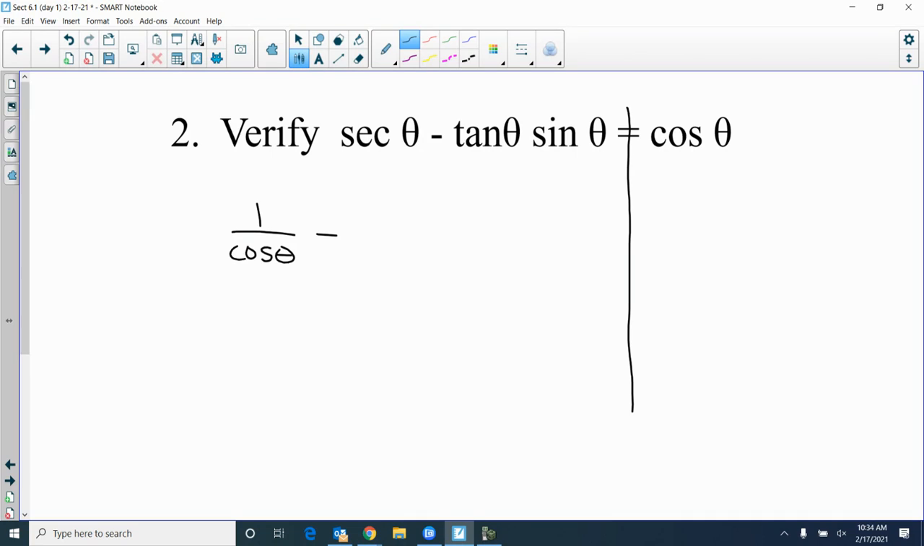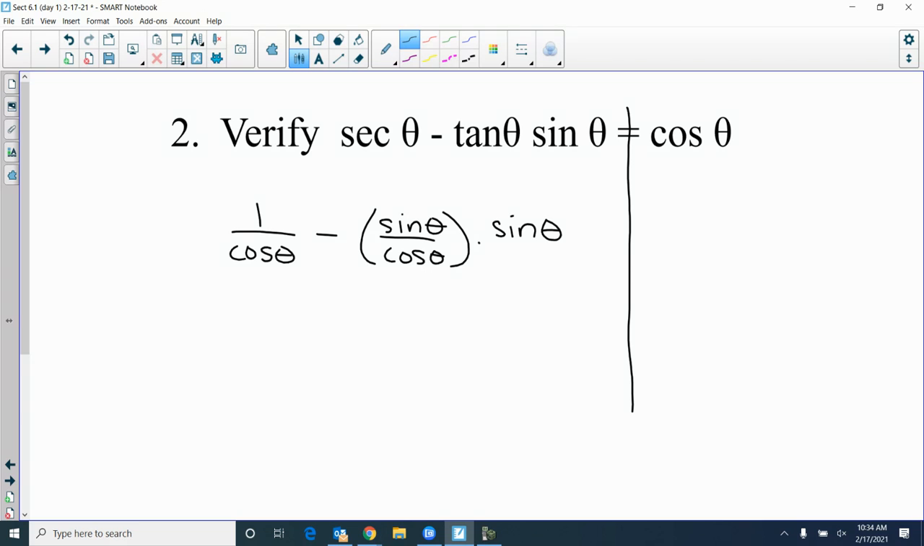Now, tangent of theta. Some of you will say, well, tangent of theta is the same as 1 over cotangent of theta. Don't do that. That might work like 1 out of 100. Convert to sines and cosines. What's tangent of theta the same as, though? Sine over what? So convert it to that. So sine over cosine. So sine of theta over cosine of theta times sine of theta.